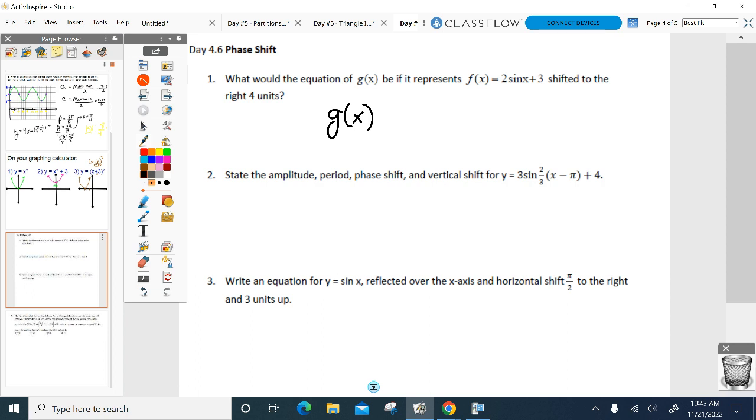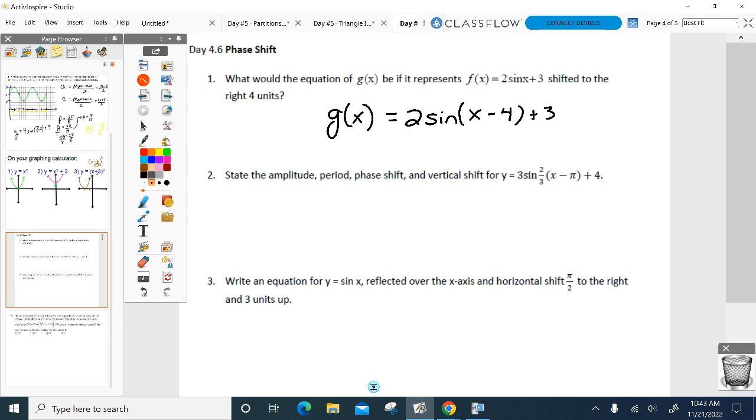The 2 and the 3 aren't going to get affected moving it right 4. It's still going to be 2 sine. Now here's what's going to get affected. What's going to go inside parentheses now? Not just x anymore. I'm moving it right 4. So now it's going to be x, but with what? x minus 4. Okay, now I'm taking it to the right 4. And then am I still going up 3? Yeah. Plus 3 at the end. That doesn't affect it. The x and the number have to both be in parentheses.